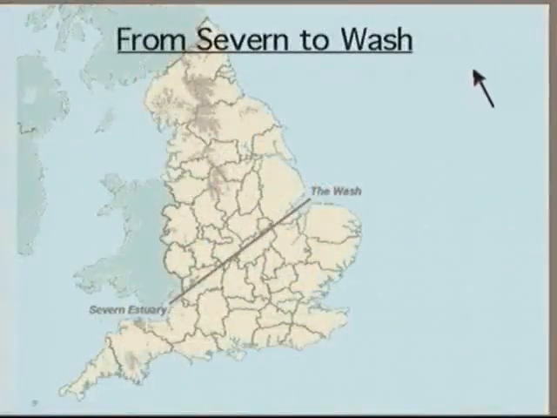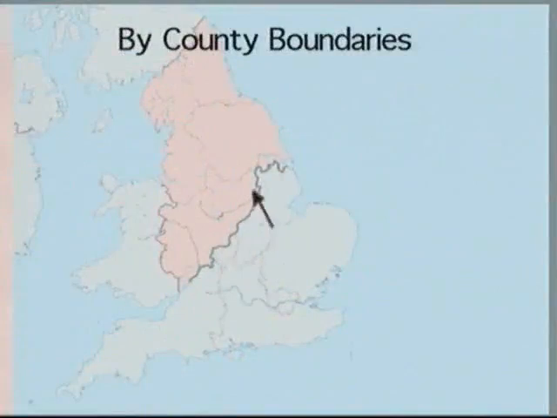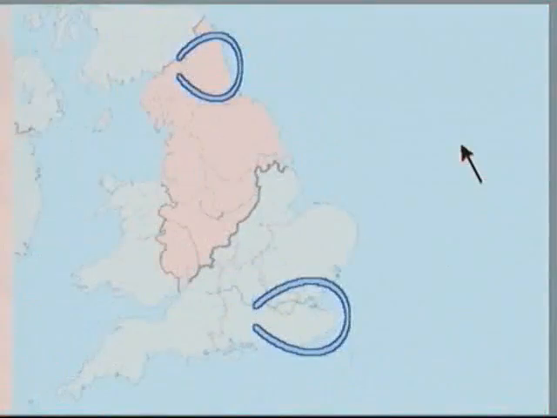How do we define the North and the South of England? One approximate way is to draw a line between the Severn and the Wash and say anything above that is the North, anything below that is the South. Or perhaps by county boundaries, so we go a bit further up. Or we exclude the Midlands. We're going to look at especially the northeast and the southeast. Let's focus on those two.